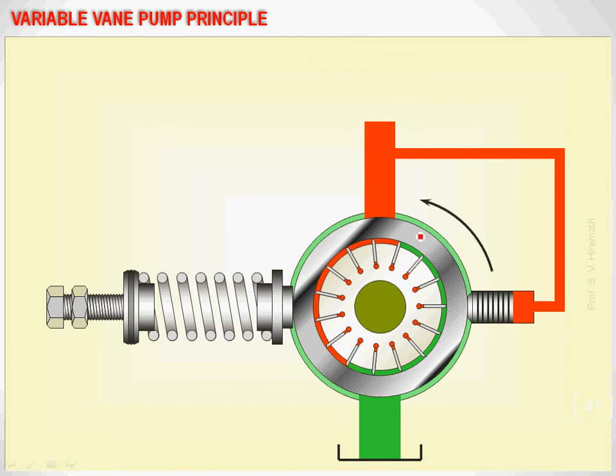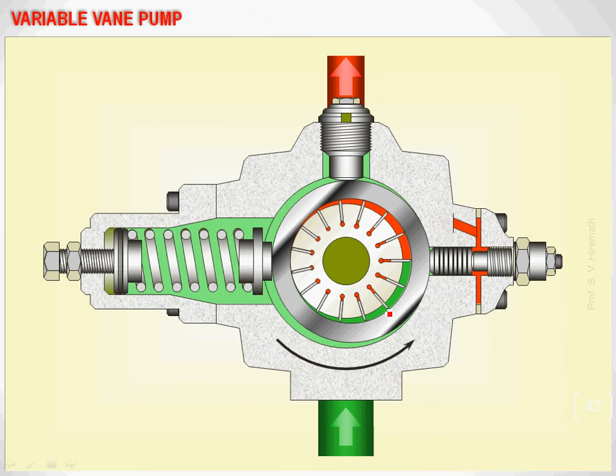so that in the last stage I won't get any flow because both are in a concentric manner. There is no eccentricity, that is E equals 0. So this is how variable displacement pumps will work.